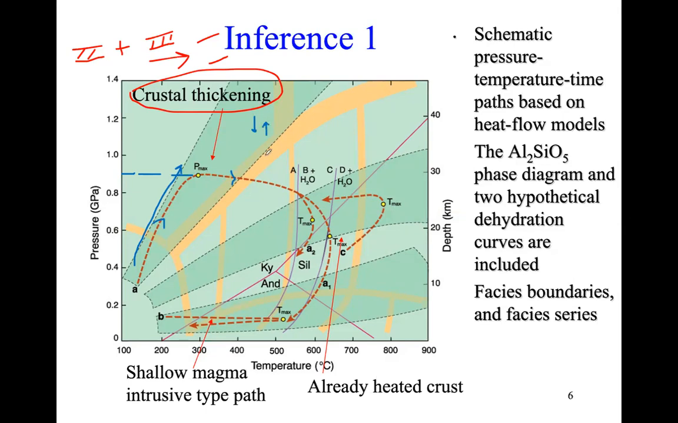Okay, so we call this type of segment in PT paths decompressional heating, right? Decompressional heating, because the pressure is decreasing while the temperature is increasing. So this segment shows a decompressional heating section. The first segment we call compression, right? It's just simple compression because of probably collision, because this is crustal thickening, so it should be related with collision.